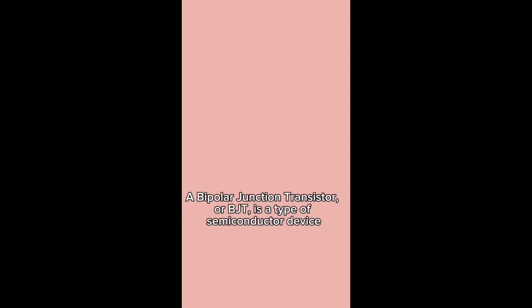Today, I'm going to talk about bipolar junction transistor, BJT. A bipolar junction transistor or BJT is a type of semiconductor device that controls the flow of current between two terminals depending on the input at the third terminal. It is widely used in electronic circuits for switching and amplification. There are three objectives to investigate: BJT terminal, BJT types, and the material in BJT.